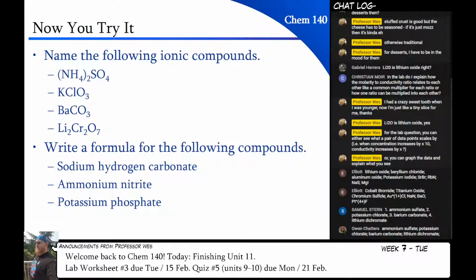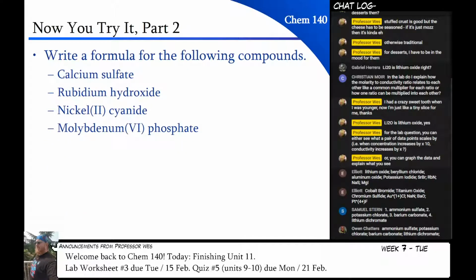All right, pause the video if you need more time on this one. I'm going to advance this to the next slide here. And I'm going to give you 2 or 3 minutes to do these. These are just the same as the previous slide, bottom section, except I've thrown in some transition metals just to make things more interesting. So try these, and we'll go over all the answers in about 3 minutes.